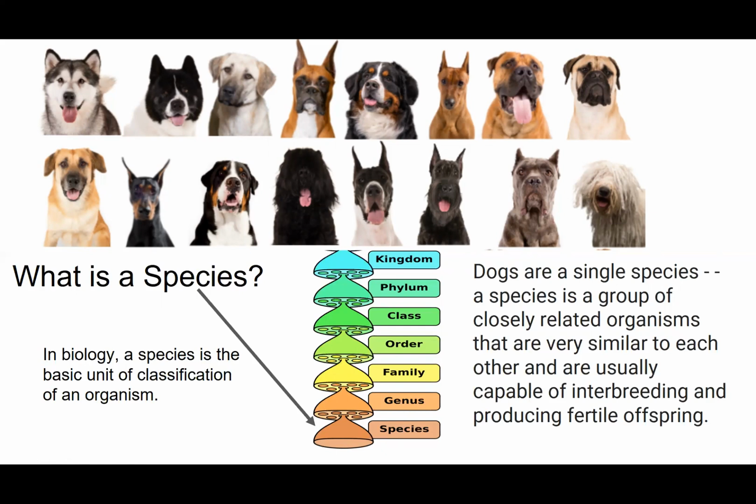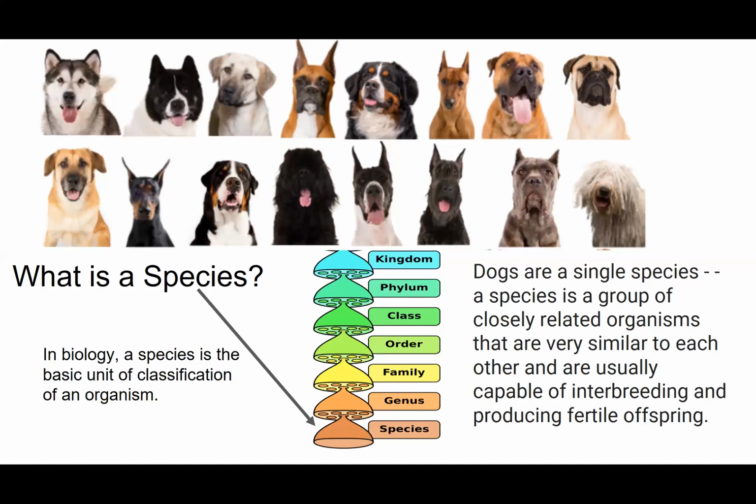And the species is the basic unit of classification of any organism. That's the most basic, okay? And if we look over here, when you look at all these dogs, it's hard to imagine, but they are all one species. They're just one species, okay? A species is a group of closely related organisms that are very similar to each other and are usually capable of interbreeding and producing fertile offspring.